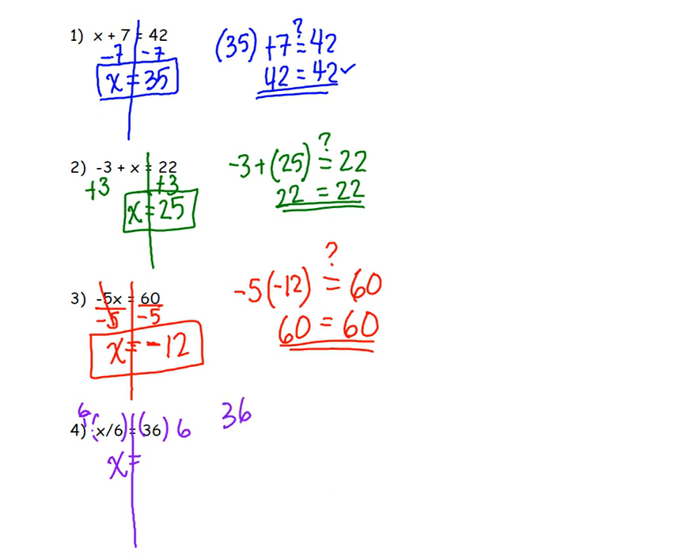Yeah, I didn't make up this problem very well. 6 times 6 is 36. 6 times 3 is 18, 19, 20, 21. 216. Now let's see if that's true.